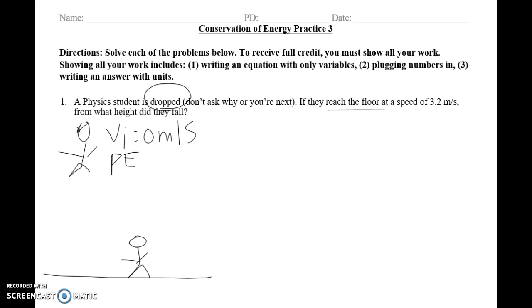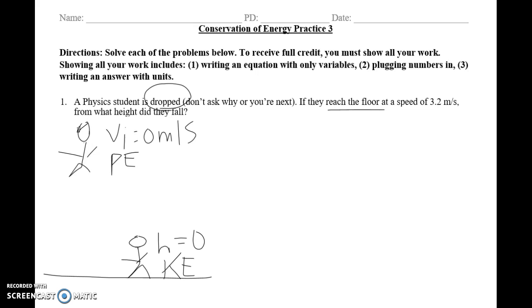At the end, when the physics student is at the floor, I know that he no longer has a height, so he has no potential energy. And the only type of energy that he has is kinetic. So above the ground before he's dropped, he has potential. At the ground, he has kinetic.